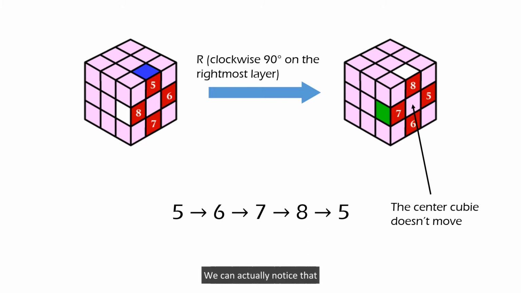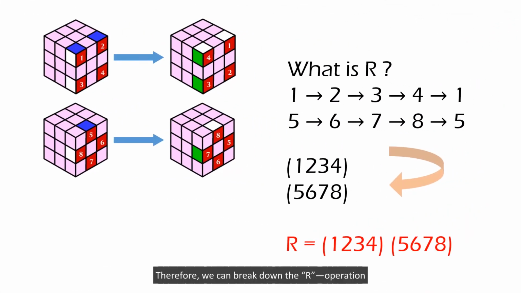We can actually notice that no matter which basic operation you do on the cube, the position of the center cubie will not change. Therefore, we can break down the R operation into two cycles, and we can denote them in brackets. Note that this bracket is not what we put operations into. Rather, it is a mathematical language that separates different cycles within a permutation. And by putting these two cycles together, we can write R equals bracket 1, 2, 3, 4, bracket 5, 6, 7, 8.